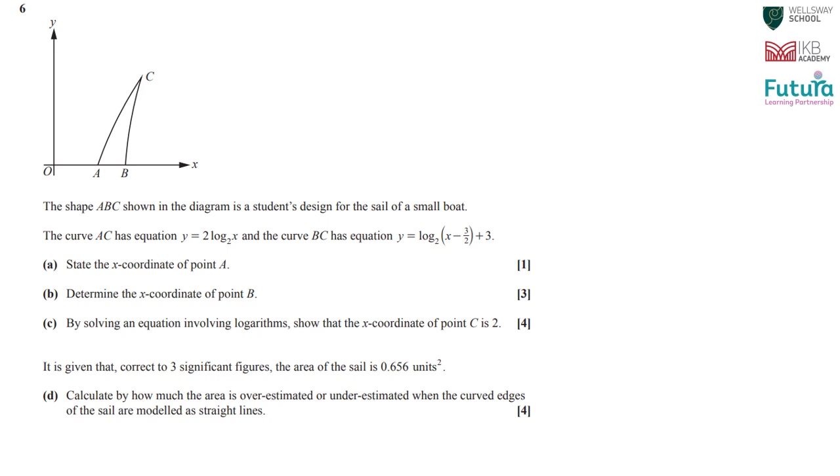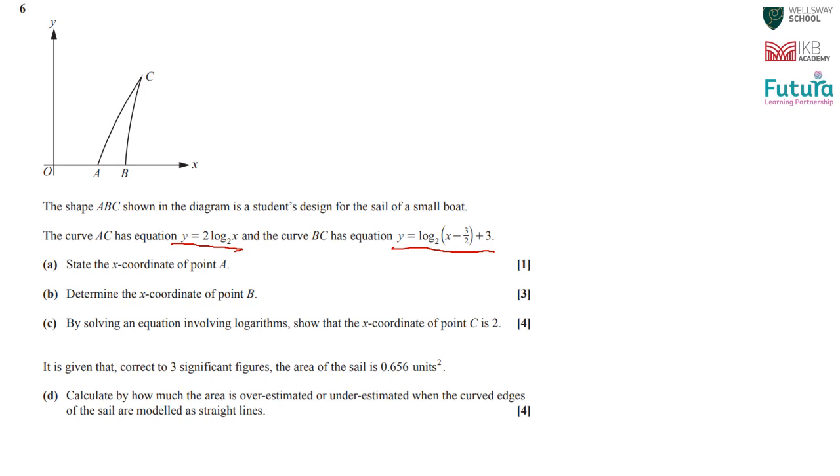Question 6. The shape ABC shown in the diagram is a student's design for the sail of a small boat. Curve AC has got this equation, fine. Curve B has got this equation, fine. Part A says state the x-coordinate of point A.